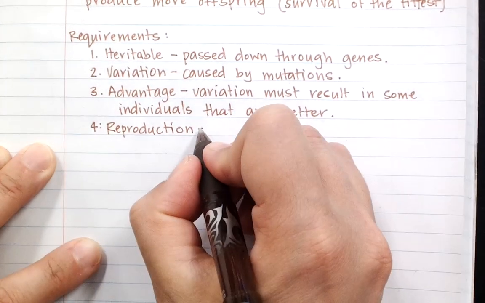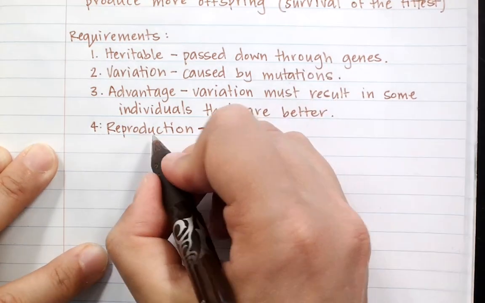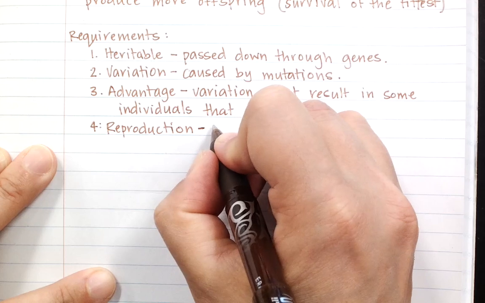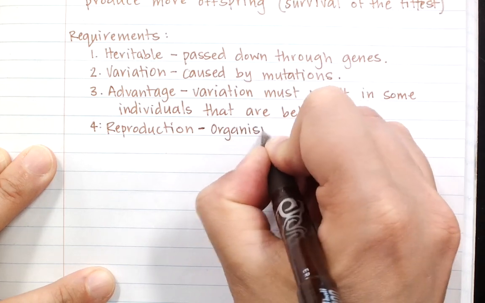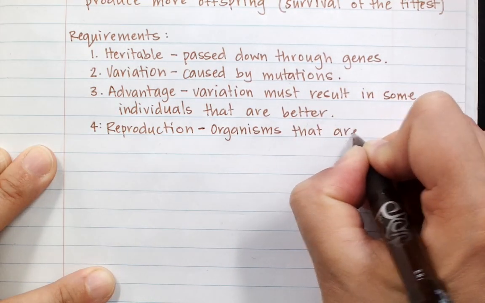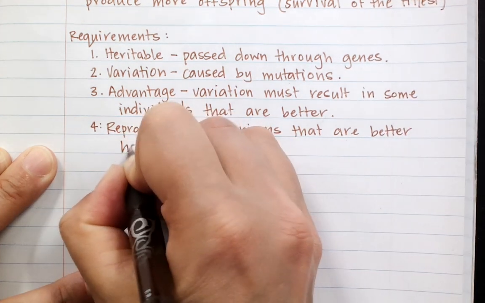Natural selection only is going to work if the advantage affects reproduction. So we have to have organisms that are better have more babies.